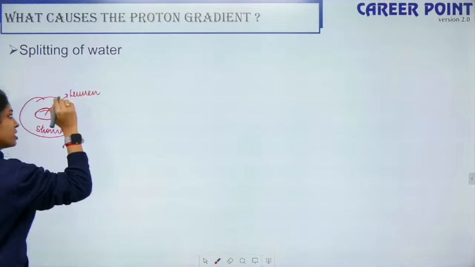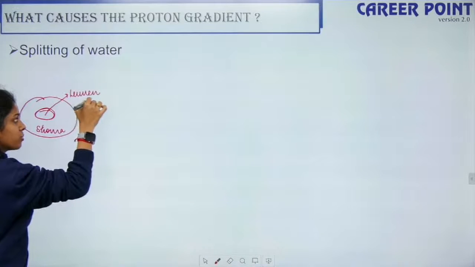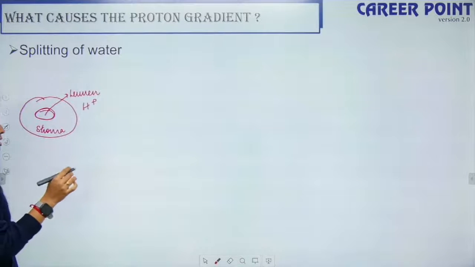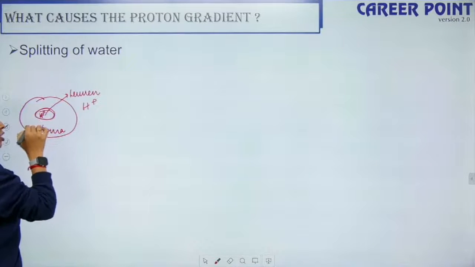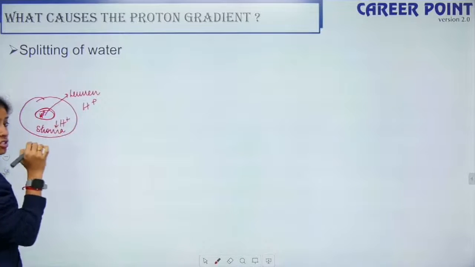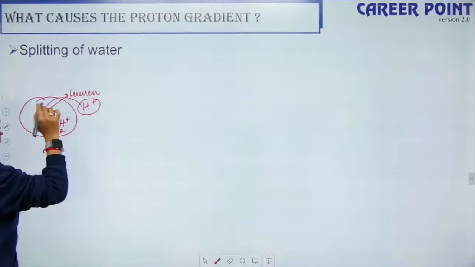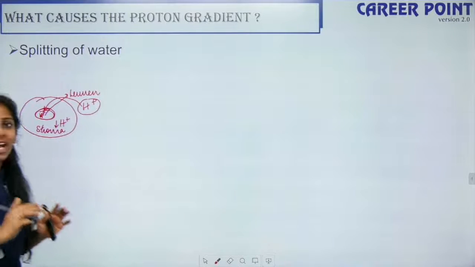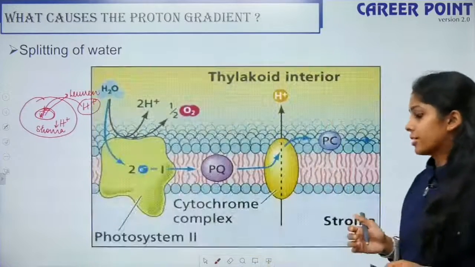I have to set up an H plus gradient. An H plus gradient means a difference in H plus concentration. On the inner side, in the lumen, I have more H plus concentration, and on the outside, in the stroma, I have less H plus concentration, okay. So how is it that I have more H plus concentration inside the lumen? That is what we are going to see. The first reason for more H plus concentration inside the lumen is the splitting of water.